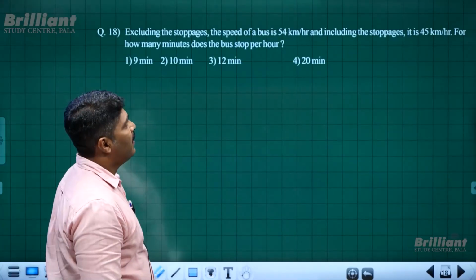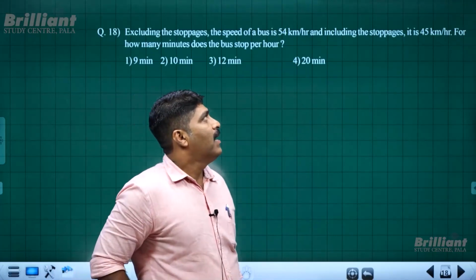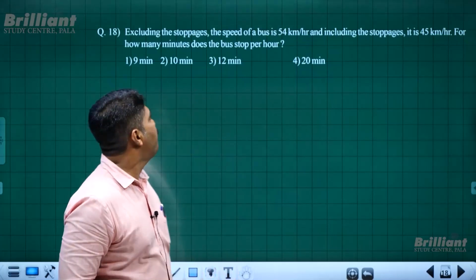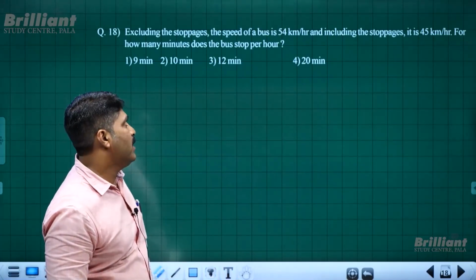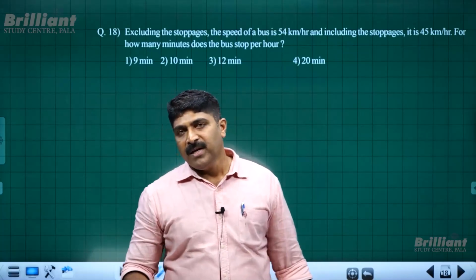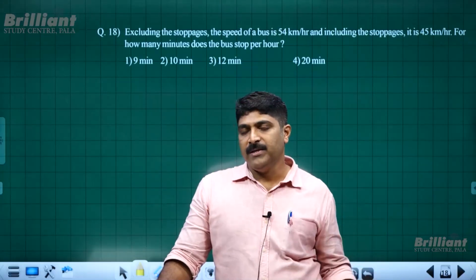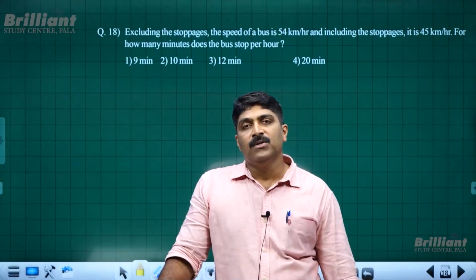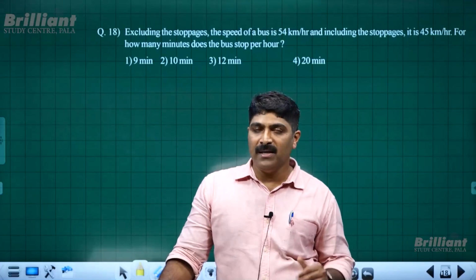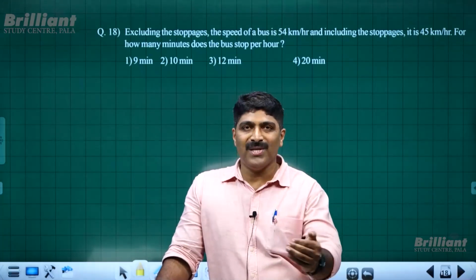Excluding the stoppage, the speed of a bus is 54 km per hour and including stoppage it is 45 km per hour. For how many minutes does the bus stop per hour? It's a typical kind of question. Whenever you are facing such a question initially, you may think about it many times or at a deep level. So what's the trick behind such a question? Once you are familiar with the concepts, it's a 1 second question. I will teach you the 1 second approach towards such a question.